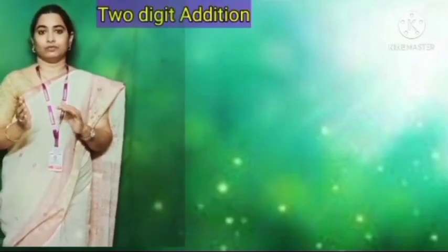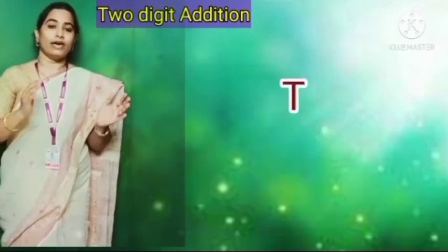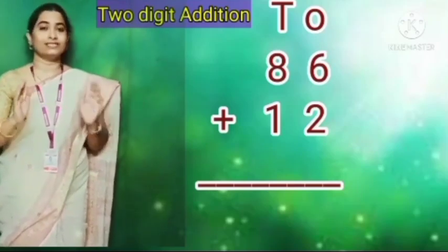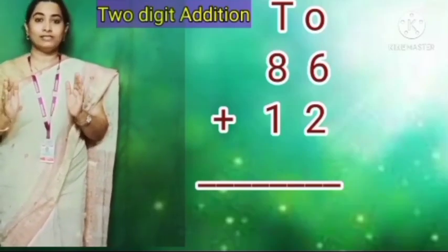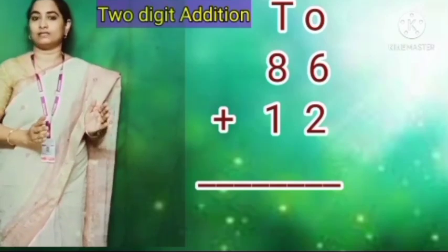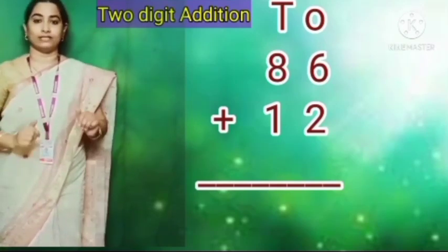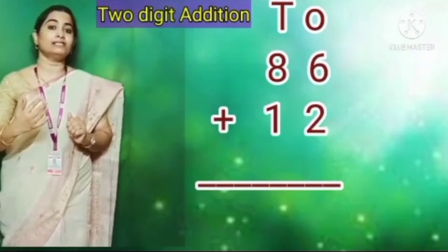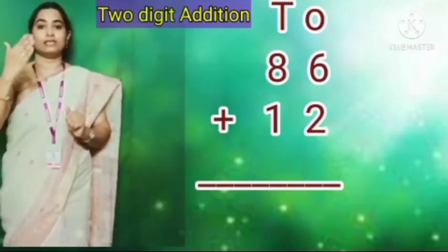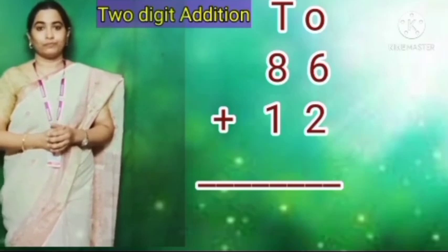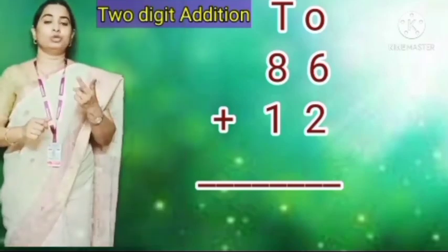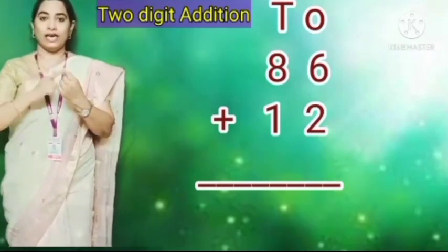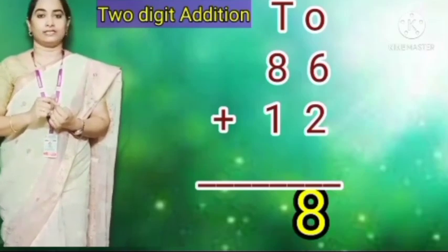2-digit addition. Children, we are going to add 86 plus 12. First, we need to add ones. So, what is given in the ones place? 6 plus 2. We are going to add 6 plus 2. 6 in the mind, 2 in the fingers. After 6, 7, 8. Answer is 8.